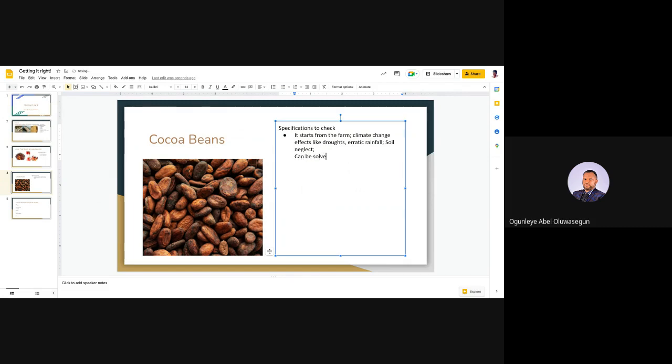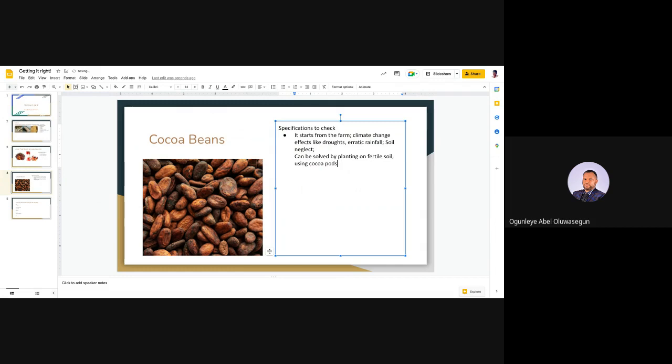So you can make use of cocoa pod husk, spread it accordingly. When you break them, don't pack them in one area. Spread them accordingly on your field. Spread them during the dry season. Don't do this in the wet season, to avoid contamination and spreading of diseases. Spread them accordingly. You are improving your soil.